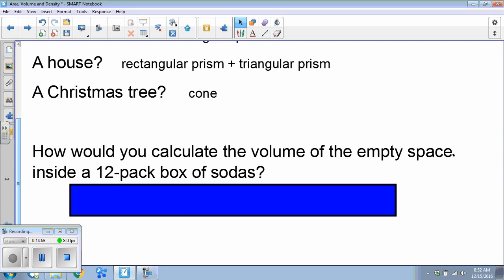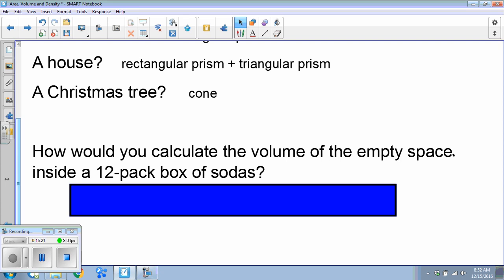So do you need to find the area of the rectangular prism box and subtract the area? Volume. Yeah, I knew what you meant. So you take the volume of the whole box, the cardboard box, which is a rectangular prism, and you subtract out the volume of the cans. So you'd have to multiply those by 12, the cylinders, and then subtract that out. What would be left would be the empty space.